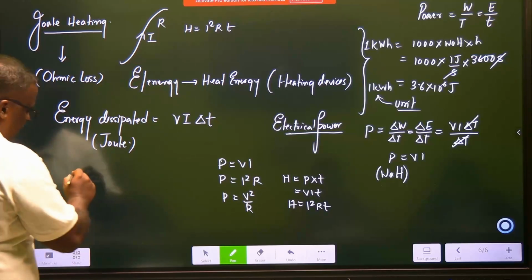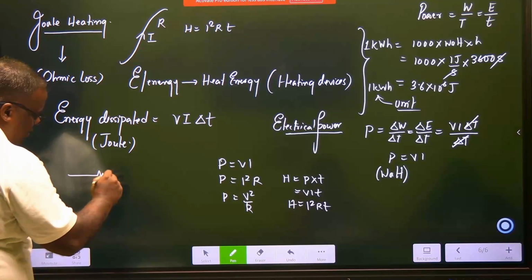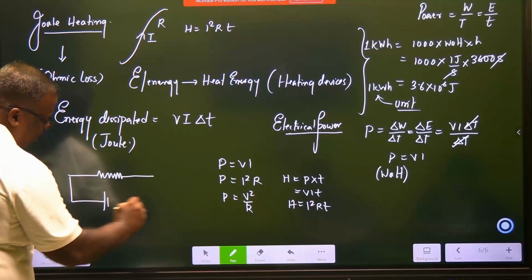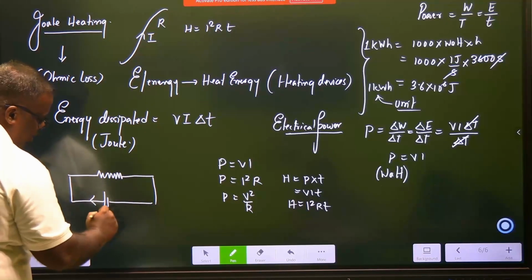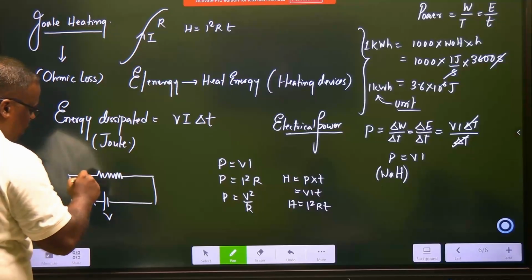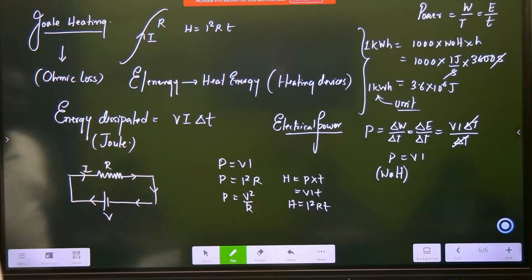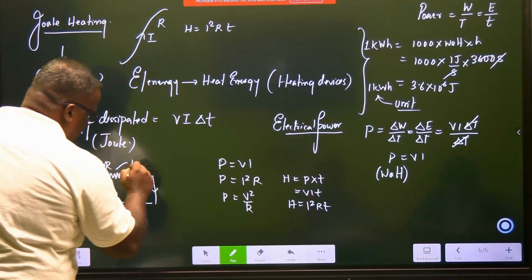If you are a conductor, every conductor will have some sort of resistance. So if you see it in this manner, a simple circuit, then there is a voltage, there is a current which is traveling, and there is a resistor.